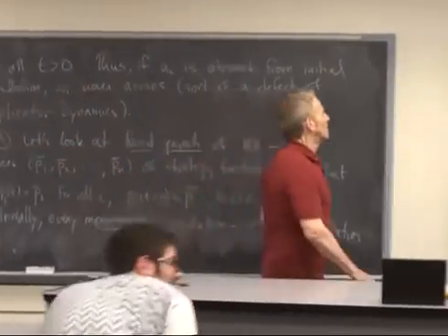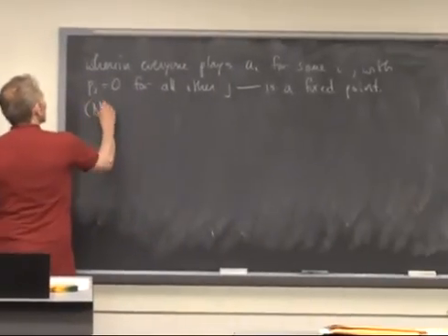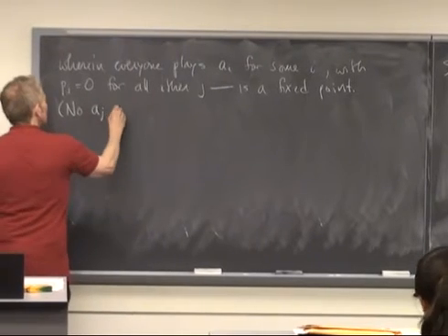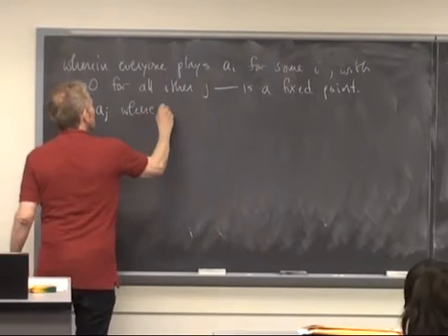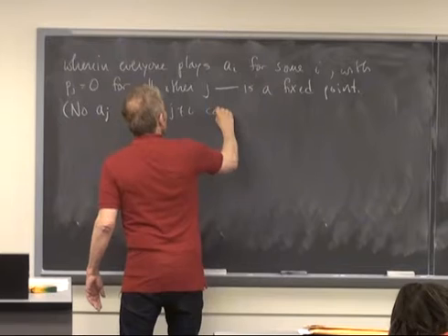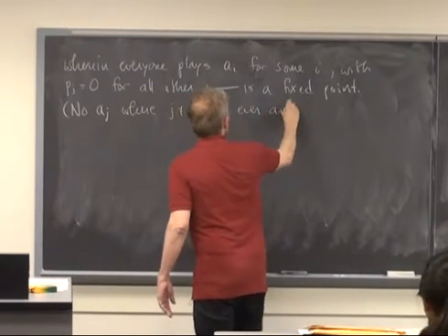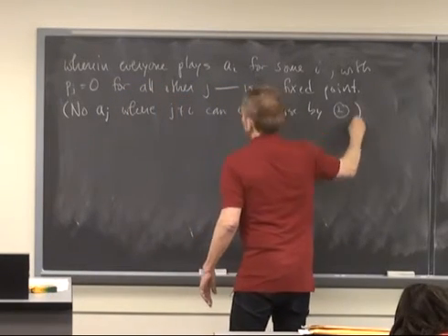Okay, so trivially, because no a j where j is not equal to i can ever arise by item 2 up there.